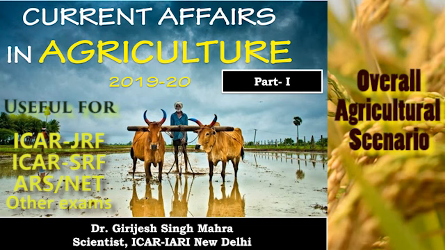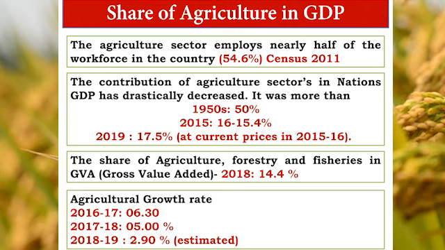So here we go. The first part which we will cover is share of agriculture in GDP. So the agriculture sector employs nearly half of the workforce and the exact statistic is 54.6% according to census 2011. So sometimes you will see this question in exam in one or another form.